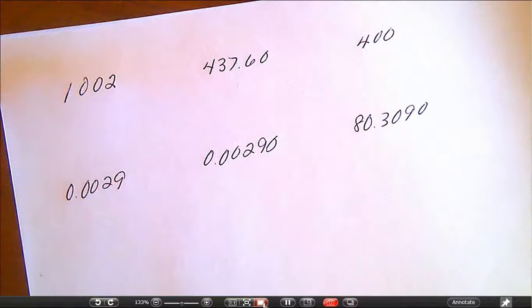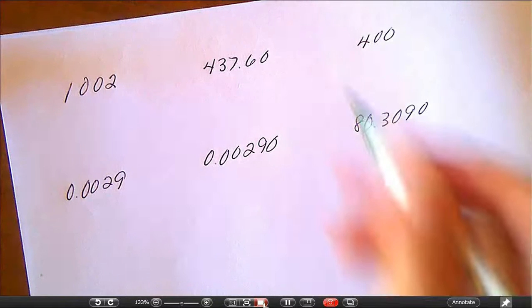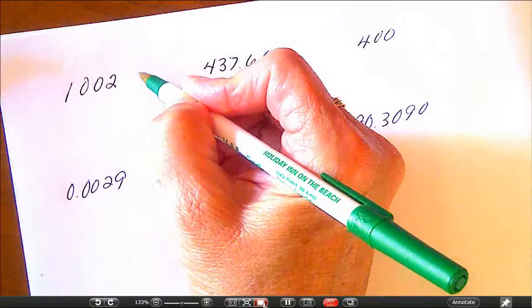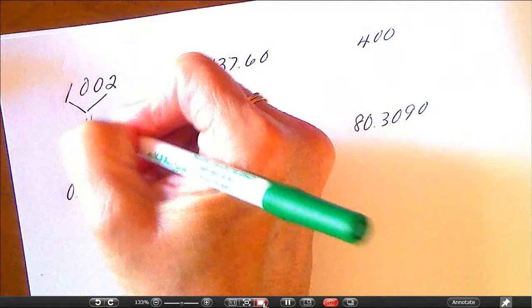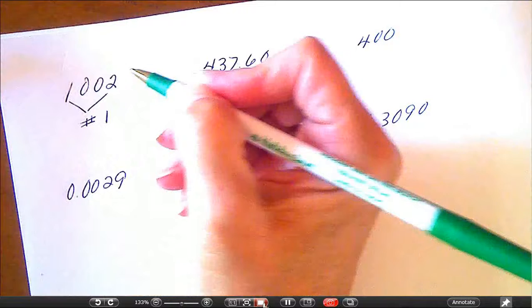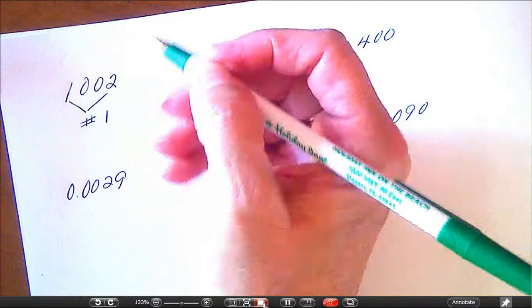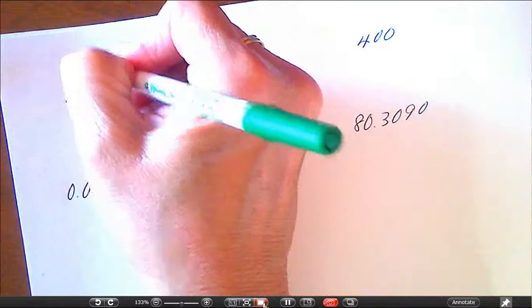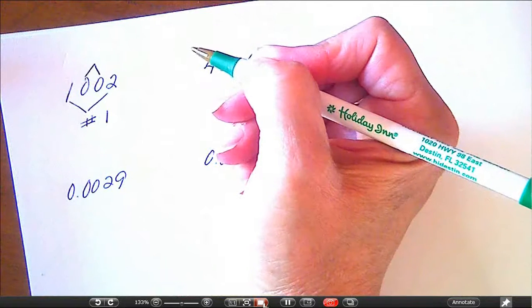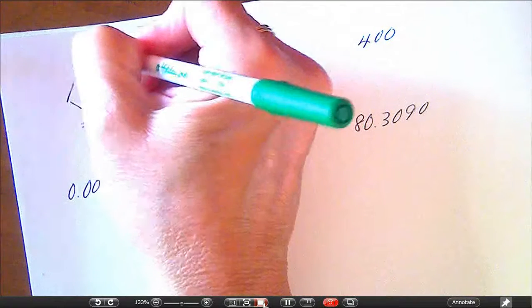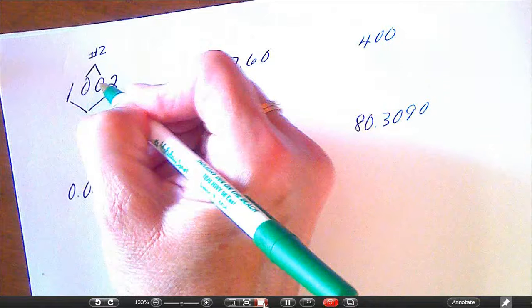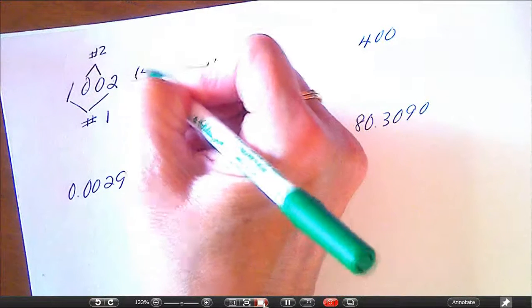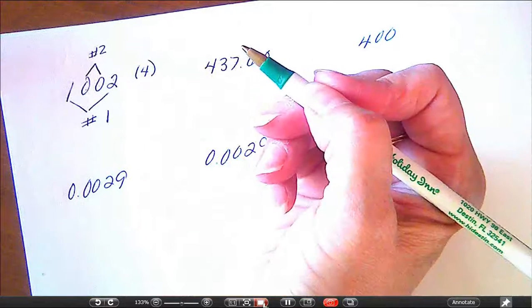Now I'm going to do some examples. We'll start with 1, 0, 0, 2. The 1 and the 2 we know are significant because of rule number 1. All whole numbers greater than 1 are significant. We know that the zeros are also significant because of rule number 2. All zeros found between 2 whole numbers are significant. So we have 1, 2, 3, 4 sig digs, or significant digits.